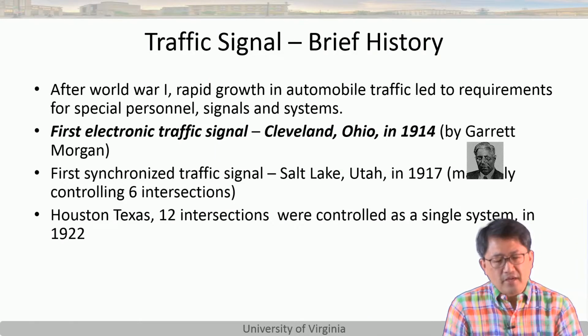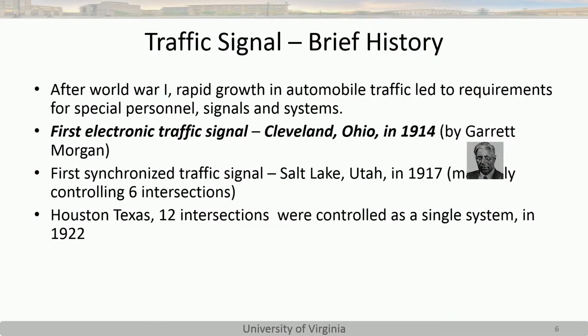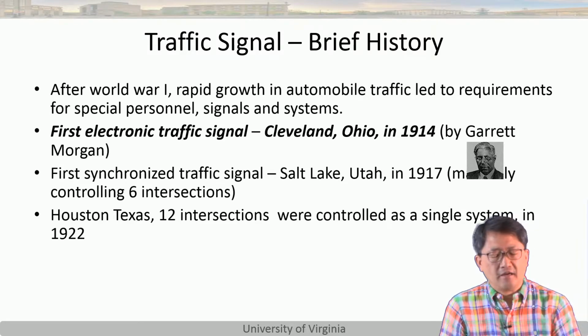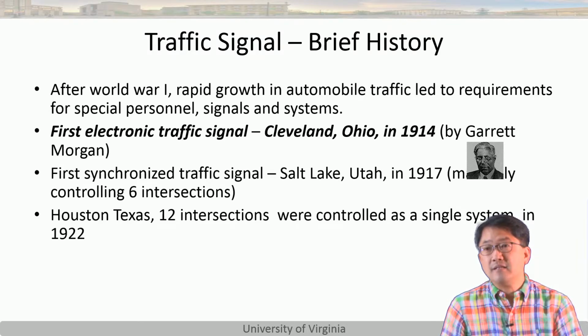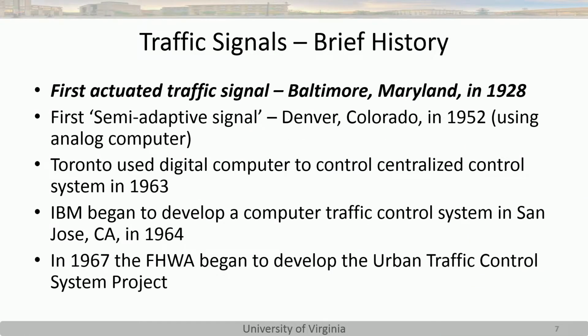And in the US, they had the first electric traffic signal in Cleveland, Ohio. Not sure why that was the first place. And then Salt Lake and others. That's 1914. So it's been almost a century or longer. And believe it or not, they had an actuated signal in Baltimore, Maryland in 1928. Actuated meaning that they change the duration of green time based on the demand.